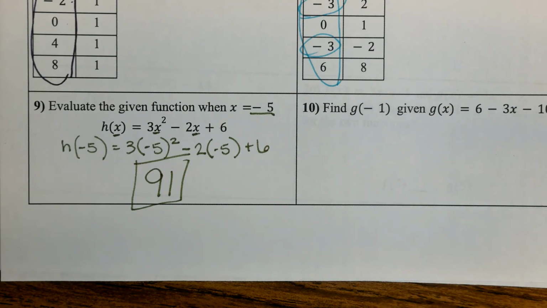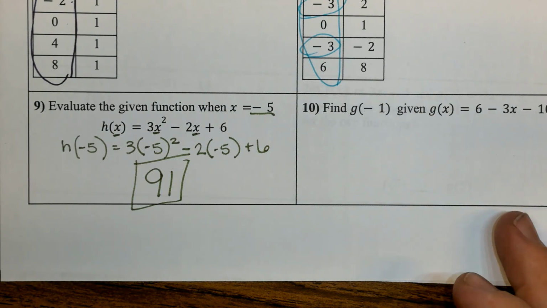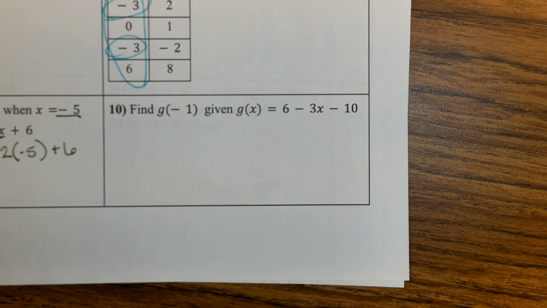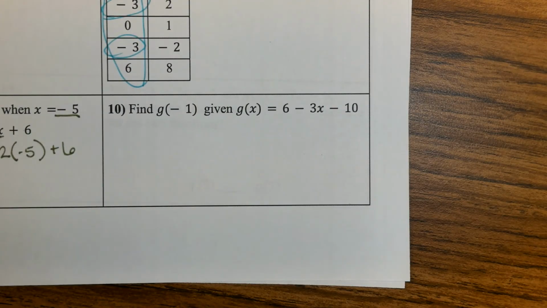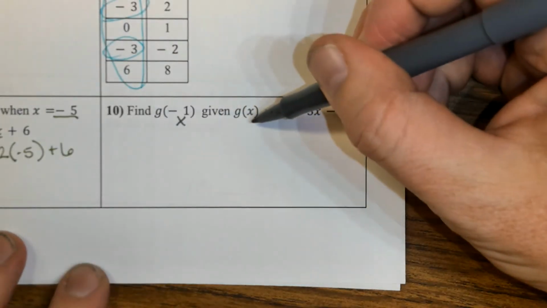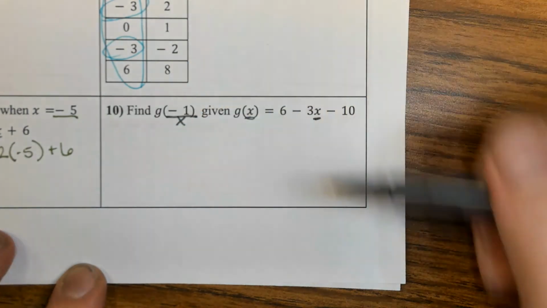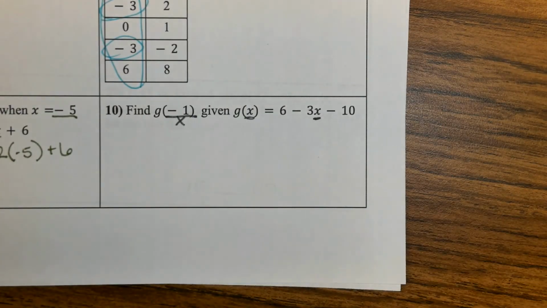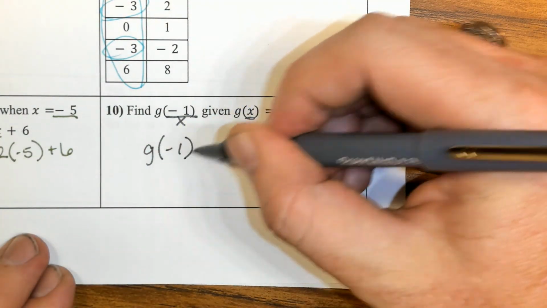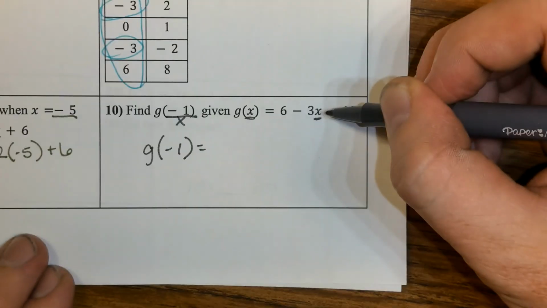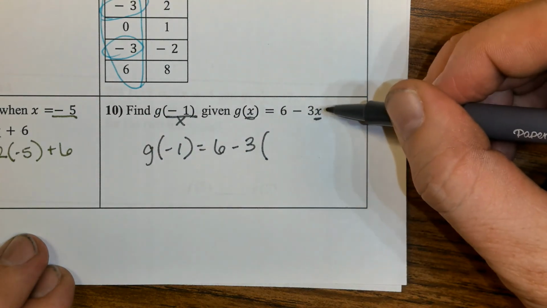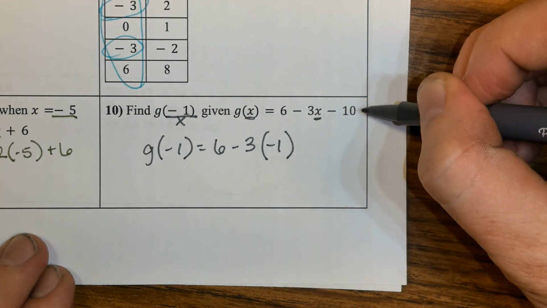So again, you just replace x with your number it tells you and figure out the answer you get from that. So 10, look, we're going to do the same thing. Find g of -1 given g of x, and then it tells you the equation. So again, this in parentheses is x. So everywhere I see an x, I'm going to put -1 instead, and then find some answer, okay? So I have g of, instead of x, I put -1. 6 minus 3x. Okay, so 6 minus 3 parentheses. So instead of x, I put -1. And then minus 10.